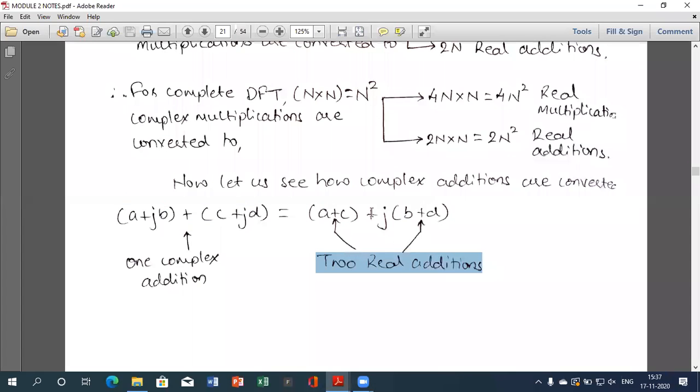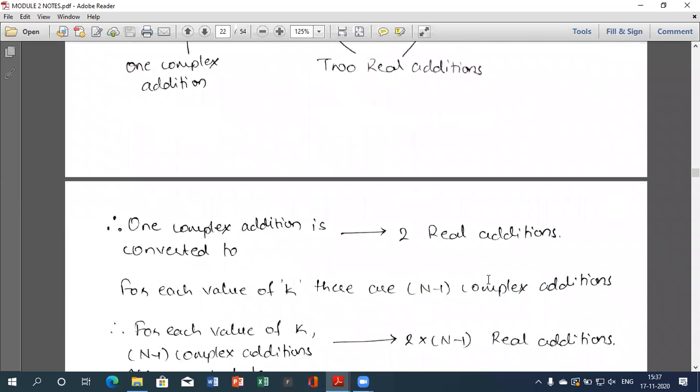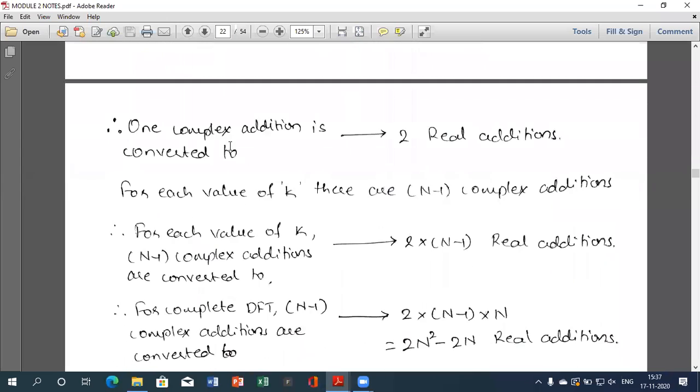Here, j is only a symbol to represent that it belongs to the complex number. It will not be executed by the processor. So for one complex addition, we need two real additions. Now for n square minus n complex additions, how many real additions are required? We know that for one complex addition, two real additions are required. For each value of k, there are n minus 1 complex additions, so we get 2 into (n minus 1) real additions.